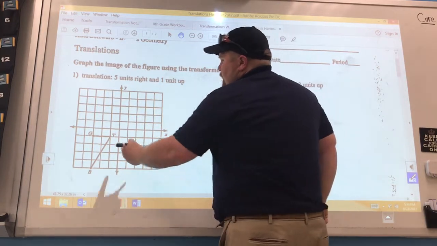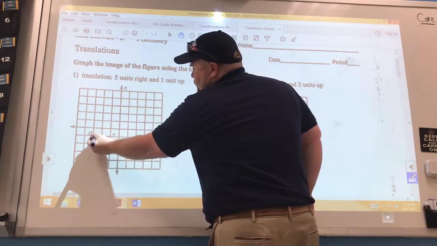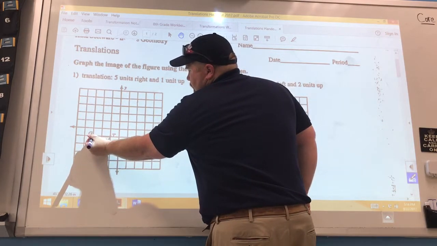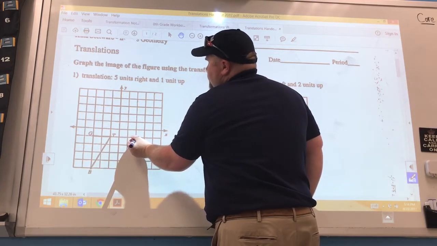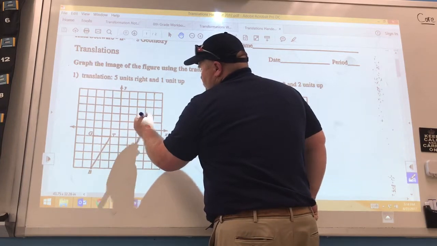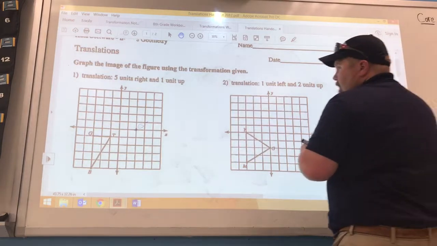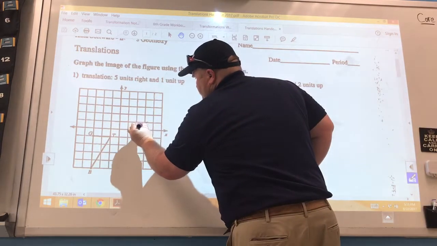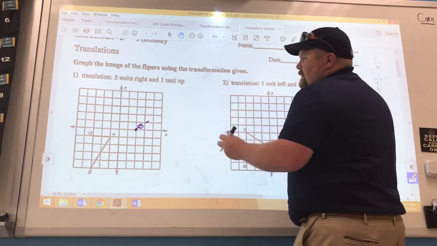For instance, if I start off with the letter G, I'm going to move it 5 units to the right and 1 unit up. So where you start is 0. 1, 2, 3, 4, 5 units to the right, 1 unit up. You put a dot there and label that G prime. And then you'll do that for each successive point.